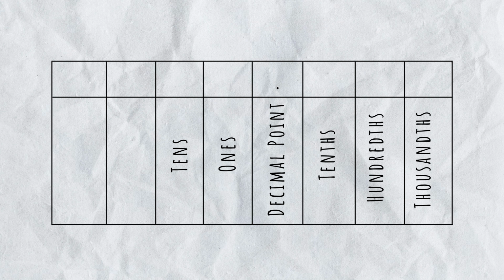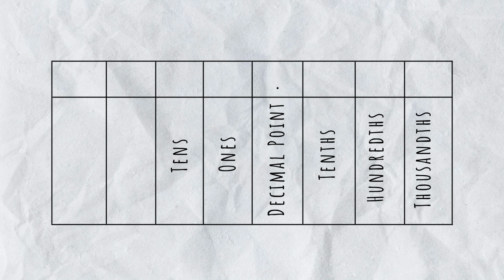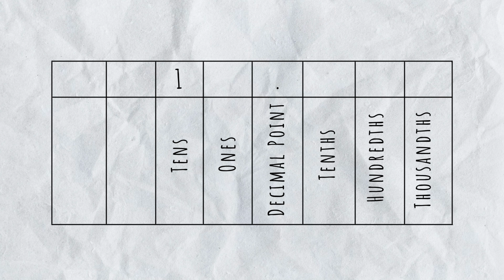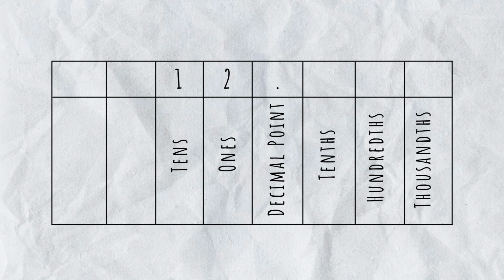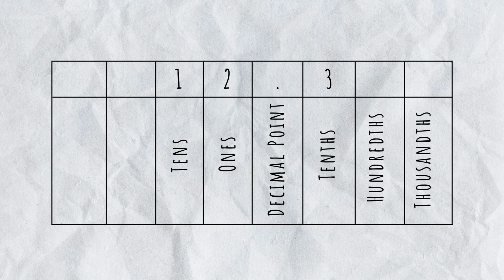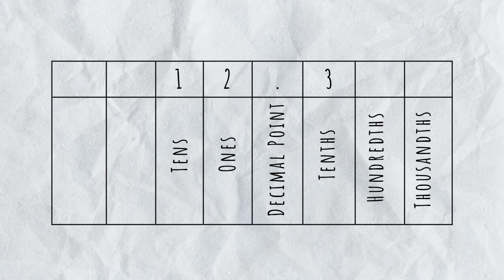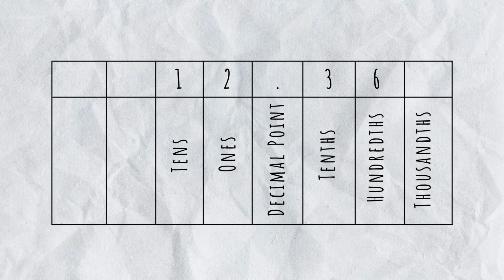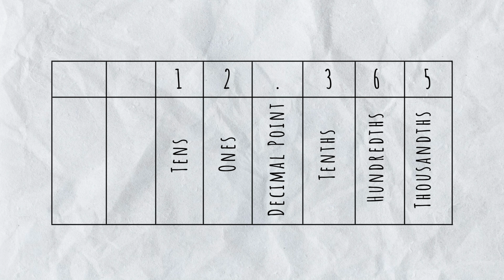So on the screen, Mr. Ryan Jr. is going to write the following number. He's going to write the number 1 in the tens column, 2 in the ones column, 3 in the tenths column, 6 in the hundredths column, and then finally a 5 in the thousandths column.